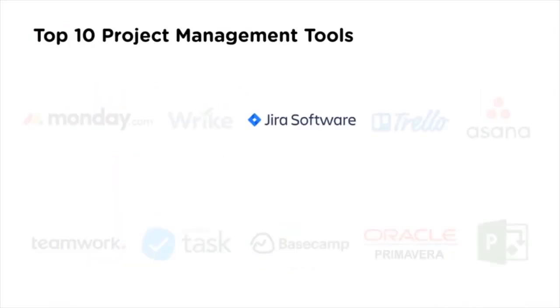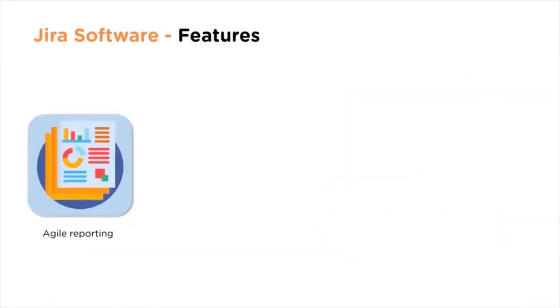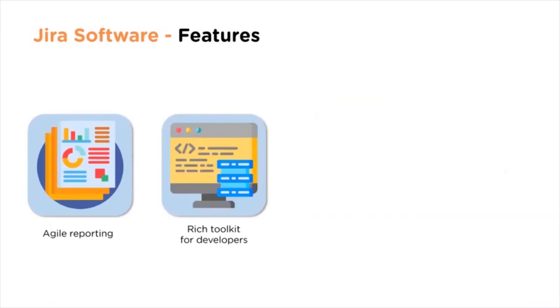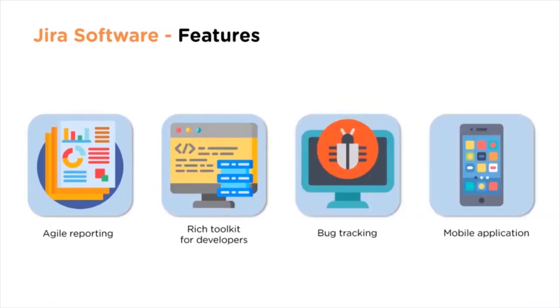Now let us look at Jira software. Jira software was released during year 2002. It is a software development tool used by agile teams, famous for its bug tracking system. The website to access this tool is www.atlassian.com/software/Jira, used by over 65,000 customers. The features of Jira software include agile reporting, rich toolkit for developers, bug tracking, mobile applications.